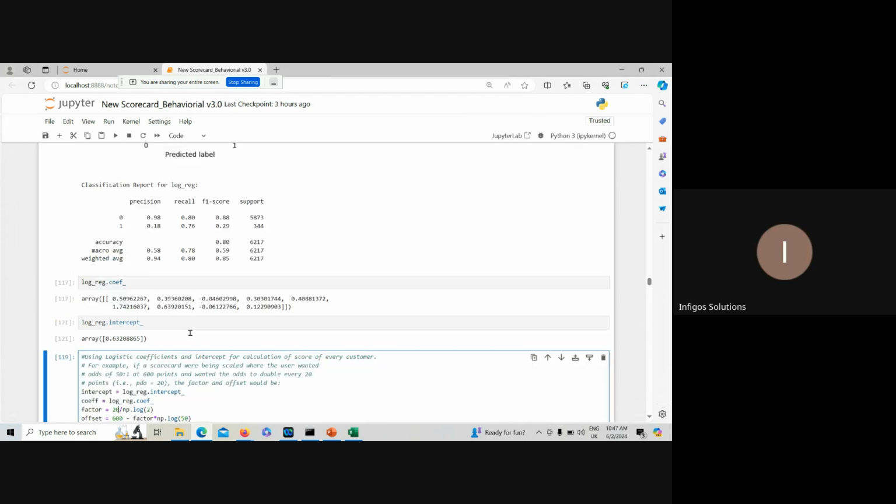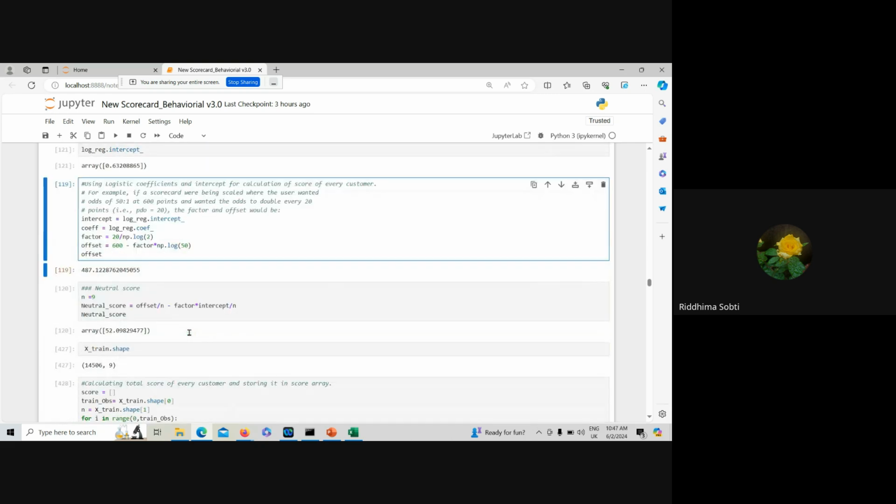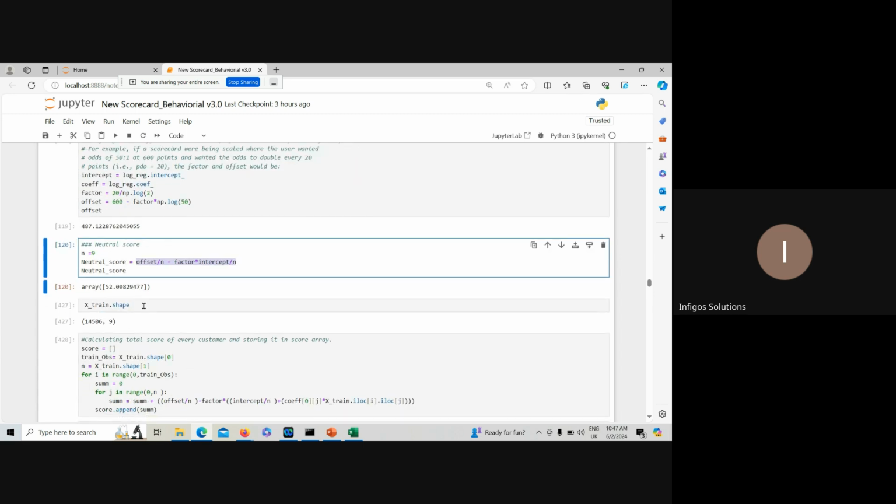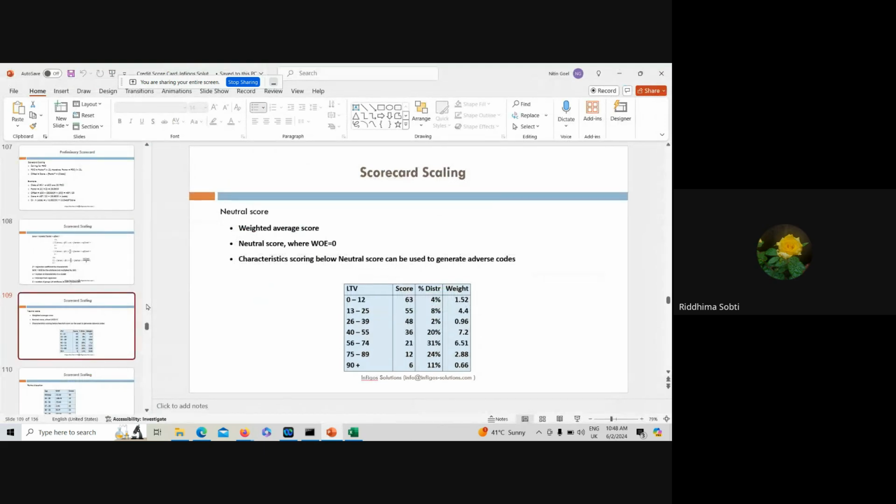This is my neutral score, 52. If any variable has a score of 52 or less, that variable will basically be the region of rejection for that particular customer, and you can specify to the management this is why this customer was rejected. Is this okay? Okay, I got it. Thank you.